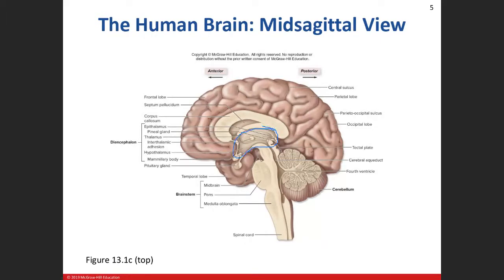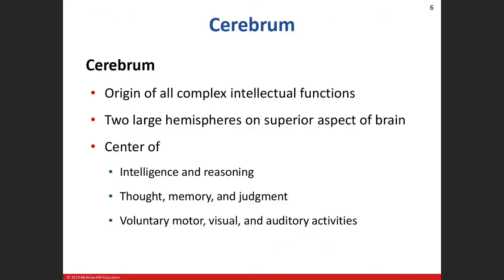Okay, that's that 4th region of the brain. Okay, so now you can see all 4 regions of the brain nicely. We'll talk about all these different parts. You have to know most of them, but not all of them. Okay, so let's start off with the first region, the cerebrum.